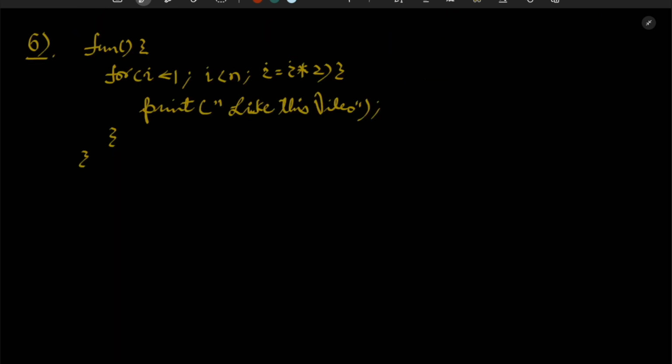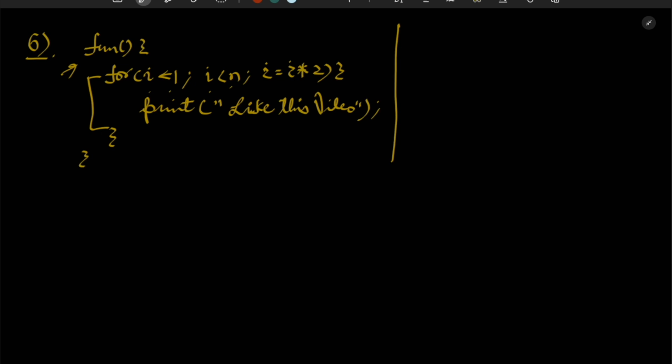Now let's analyze the time complexity of this code snippet, and this is a sort of important pattern that you should pay attention to. What we have here is a function called fun, and we have a loop which is running from i as 1 till i to n. But the steps in which i is getting incremented is different.